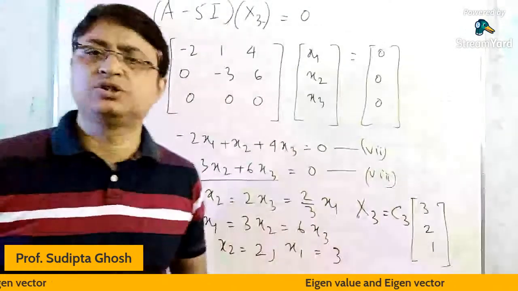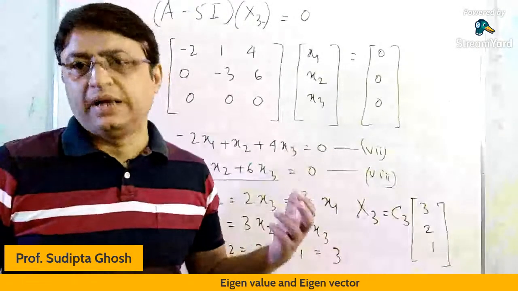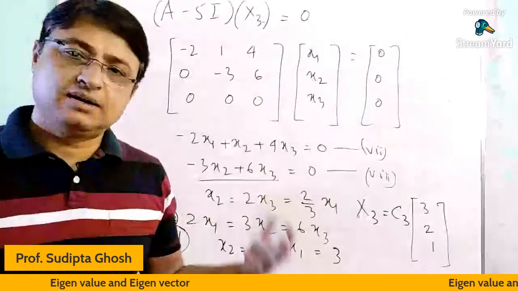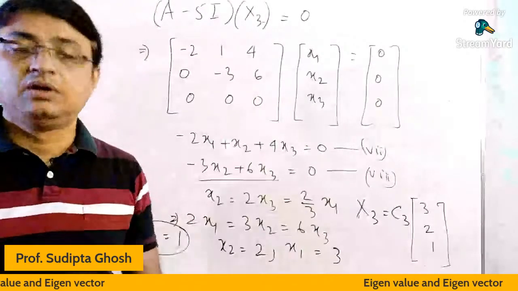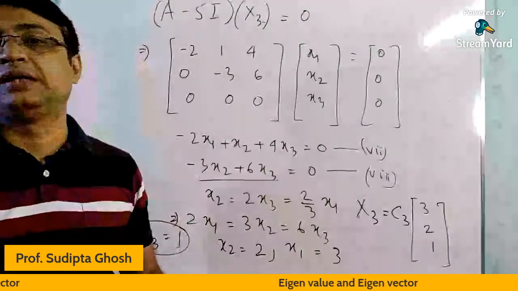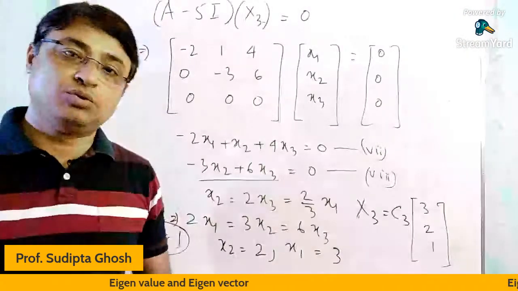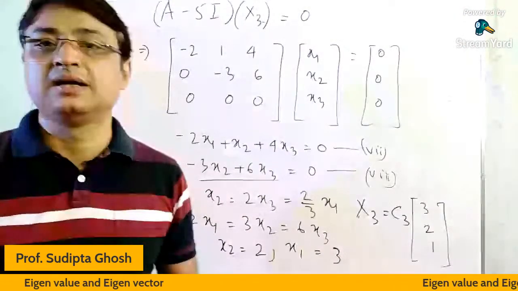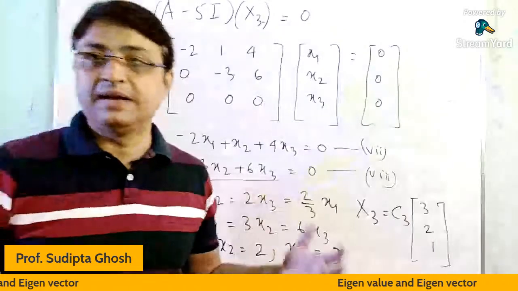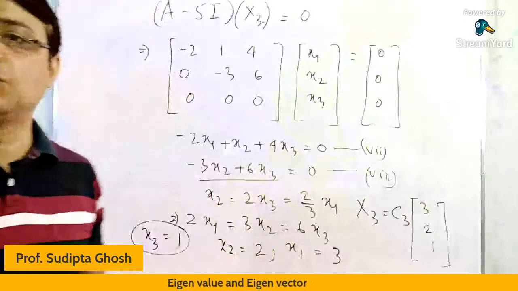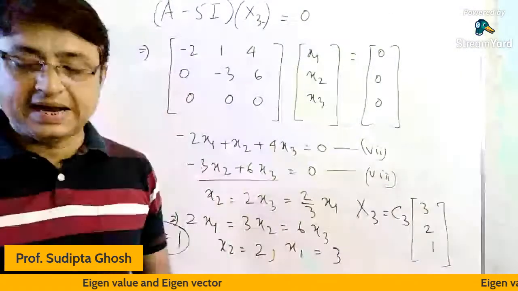Actually, this is also a big sum. You have to work it out and be careful, because there can be some silly mistakes, and if you make a silly mistake, then the values of these eigenvectors will be reversed or cancelled. So be attentive.